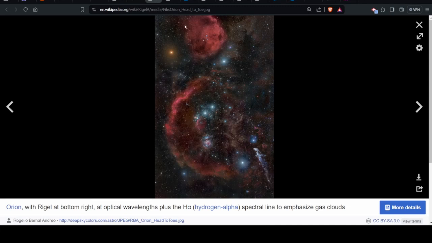So this is a picture of Orion. This is taken in the optical wavelength plus hydrogen alpha, so you can really see those gas clouds, which are the red clouds in the picture. That's all hydrogen gas. So Rigel is up in the upper left corner, that's the red guy up here. I'm sorry, that's Betelgeuse. Right? Betelgeuse is the red supergiant.